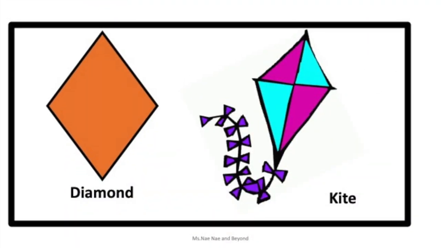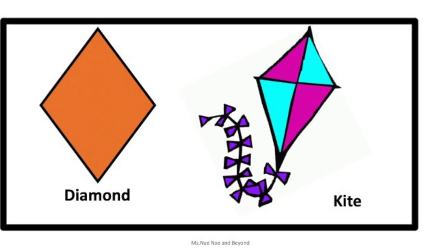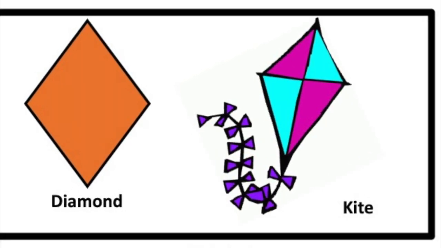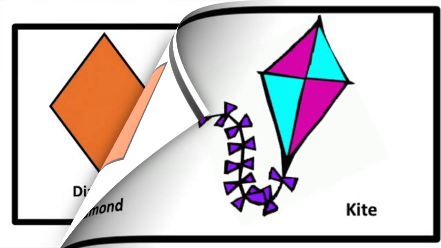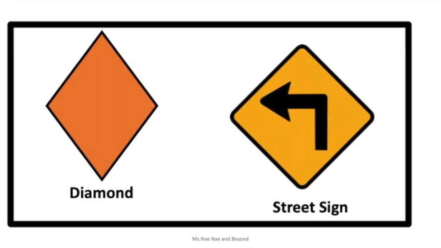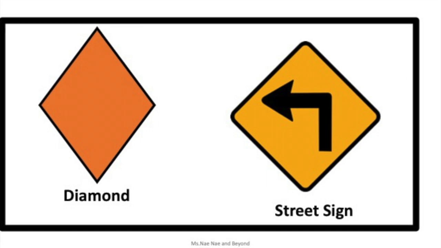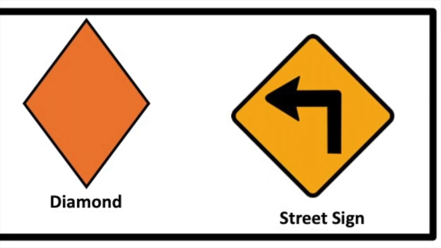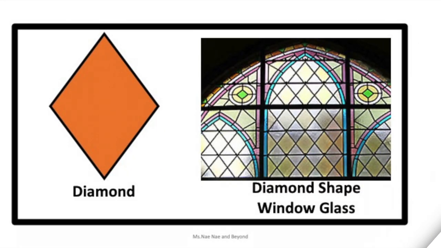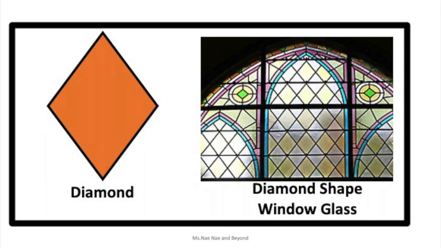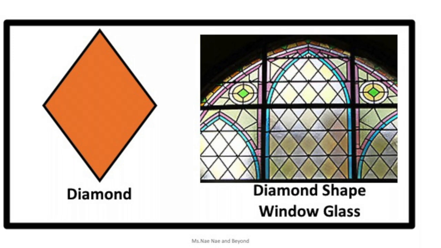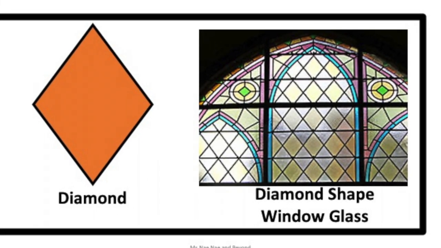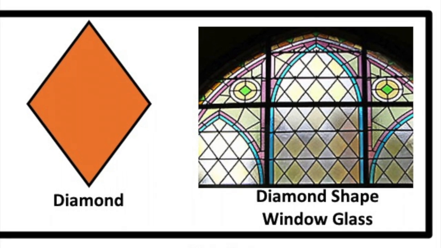First up, what is that a picture of? A kite. A kite is shaped like a diamond. Let's see what's next. What is that a picture of? A street sign. A street sign is also shaped like a diamond. One more. What is the window glass shaped like? Do you see the painting? What is it shaped like? You see small diamonds. Yes, you do.